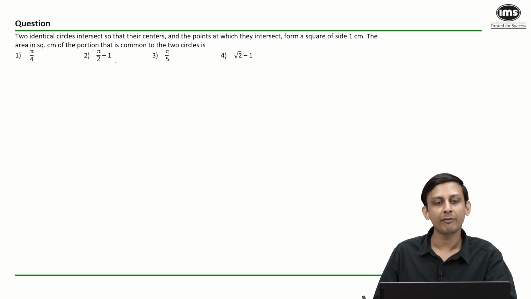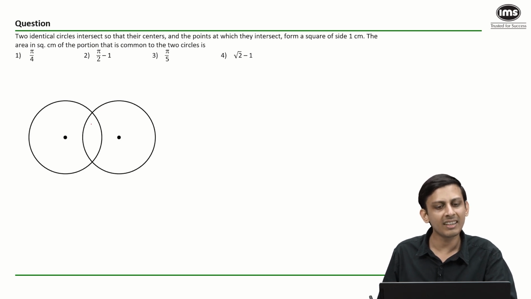In this question, we have two identical circles intersecting so that their centers and the points at which they intersect form a square of side 1 centimeter. The area in square centimeter of the portion that is common to the two circles is. Let's make the diagram. Two circles which are intersecting. We have to find this intersection area.